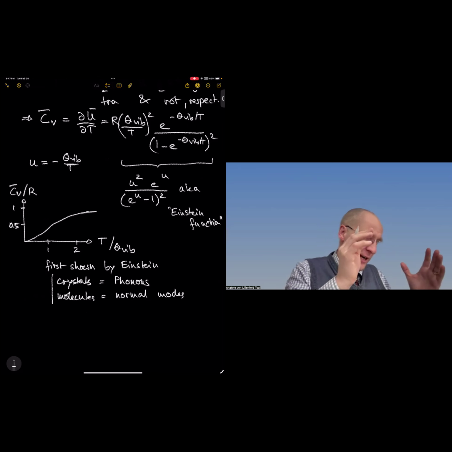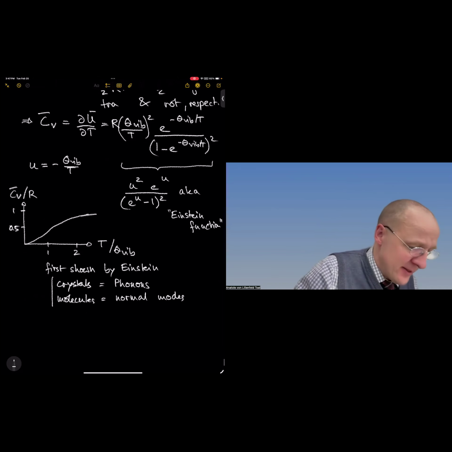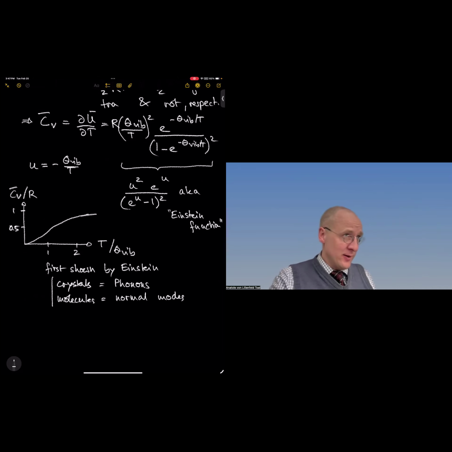So this was a great success of this theory, that it could, for example, predict or explain the measured heat capacity dependency on the temperature, which previously was not possible. So classical thermodynamics was not able to explain this.